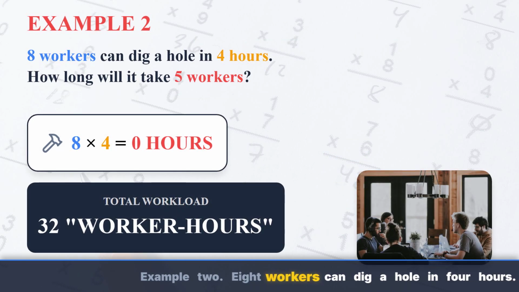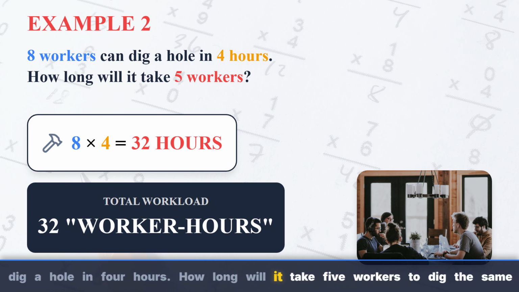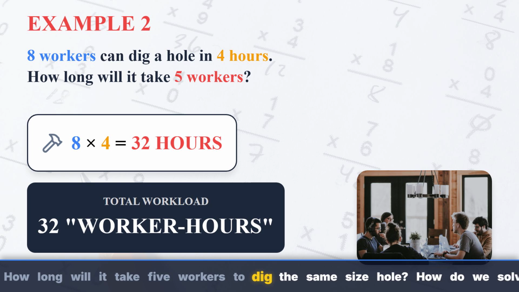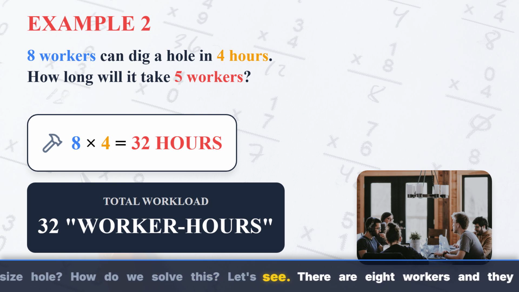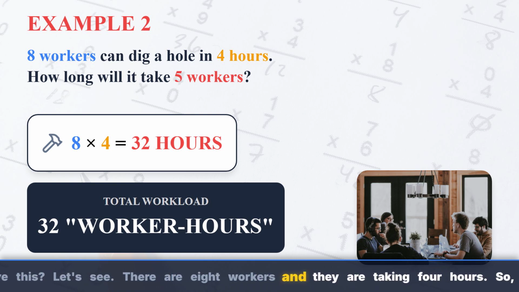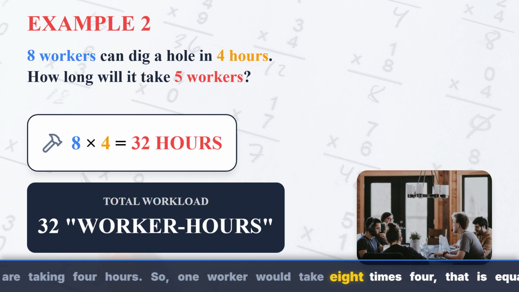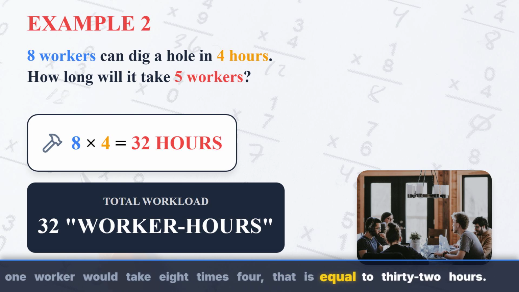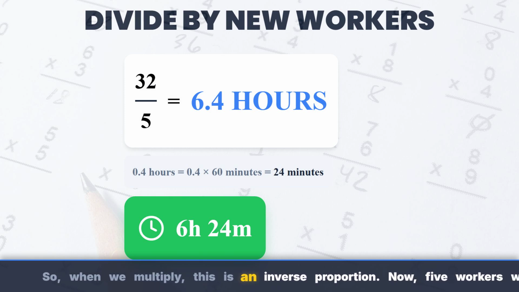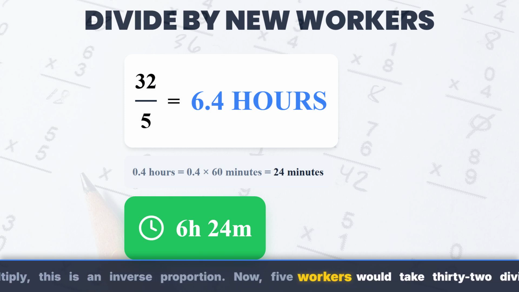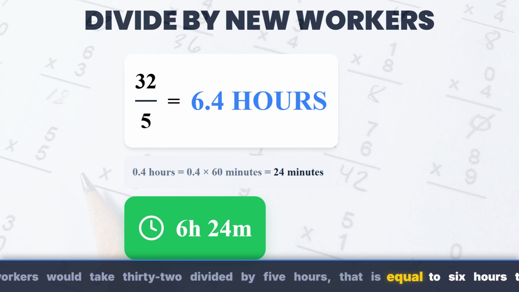Example 2. 8 workers can dig a hole in 4 hours. How long will it take 5 workers to dig the same size hole? How do we solve this? Let's see. There are 8 workers and they are taking 4 hours. So, one worker would take 8 times 4, that is equal to 32 hours. So, when we multiply, this is an inverse proportion. Now, 5 workers would take 32 divided by 5 hours, that is equal to 6 hours 24 minutes.